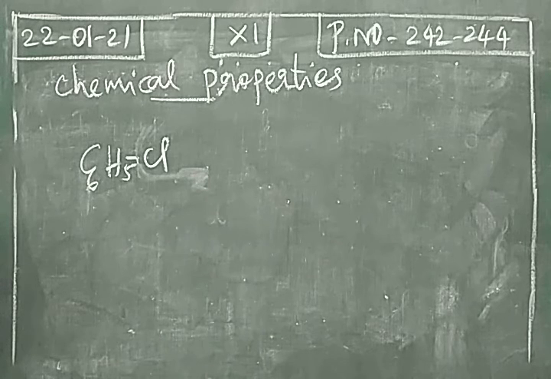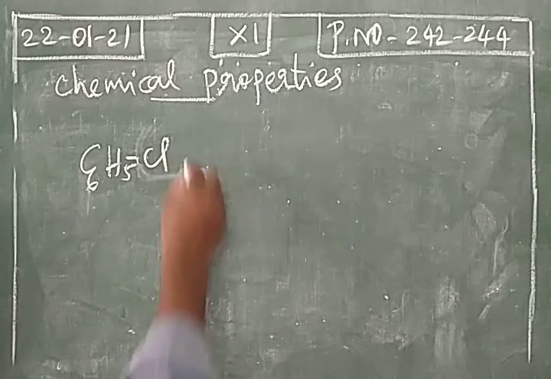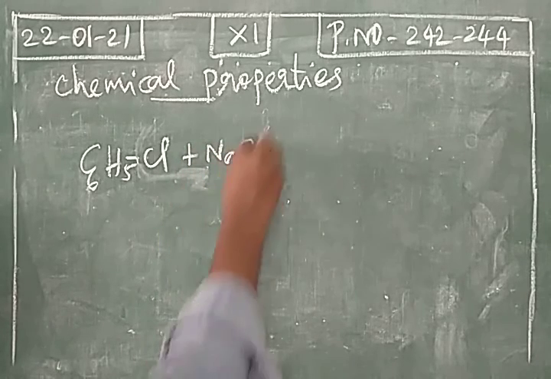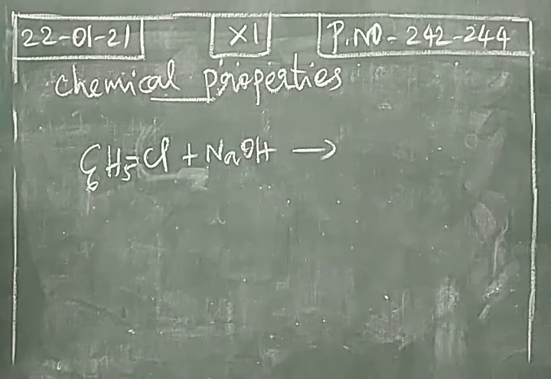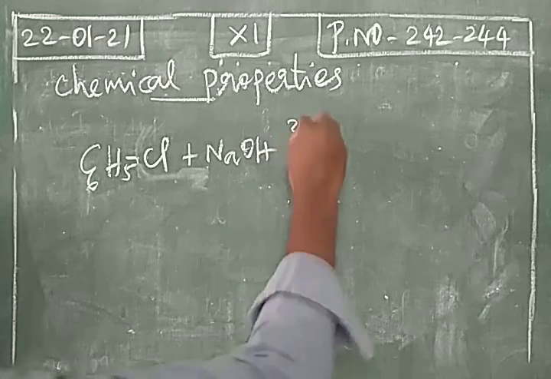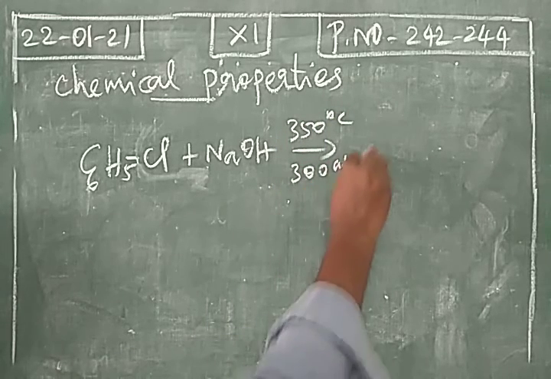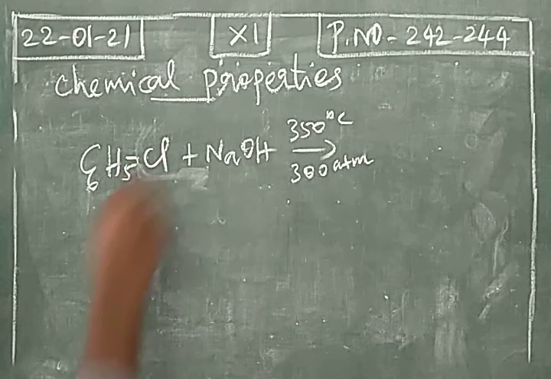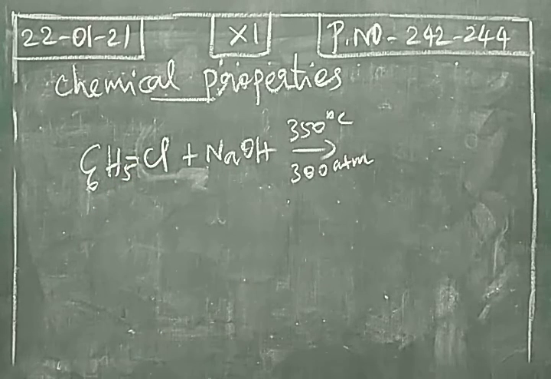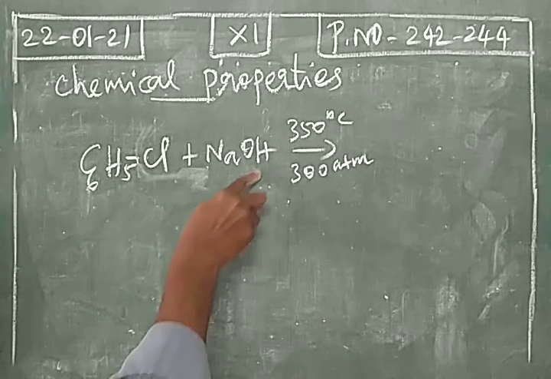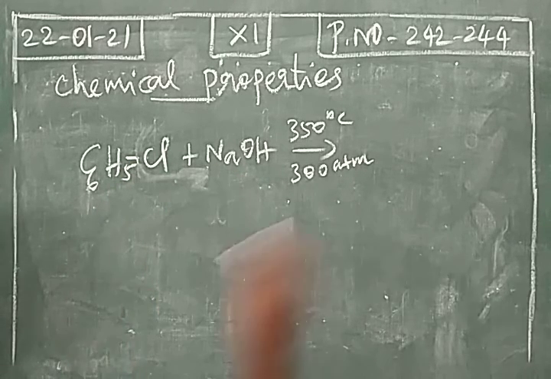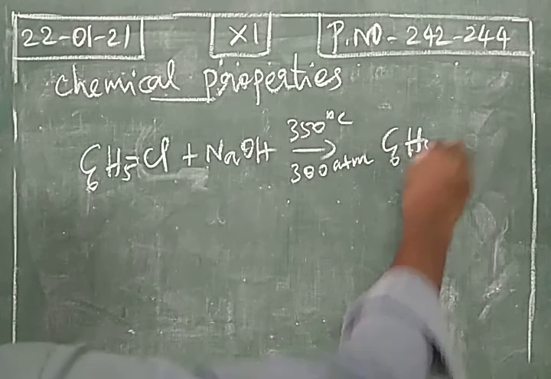Nucleophilic substitution will not be an easy process. So we need a proper nucleophile with a high temperature and pressure. You can take sodium hydroxide, it will produce nucleophile OH minus, and we maintain 350 degrees Celsius and 300 atmospheric pressure. Chlorine is replaced by OH. That means leaving group is Cl minus, nucleophile is OH minus. So we get the product phenol.